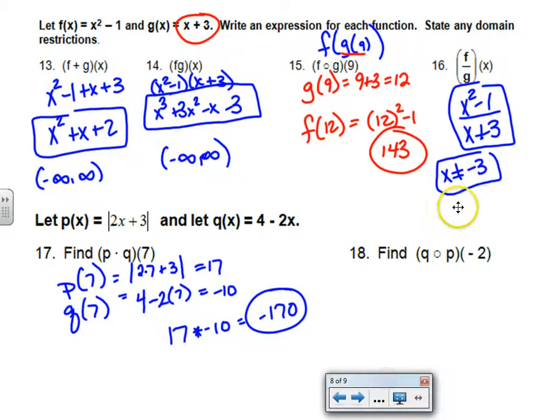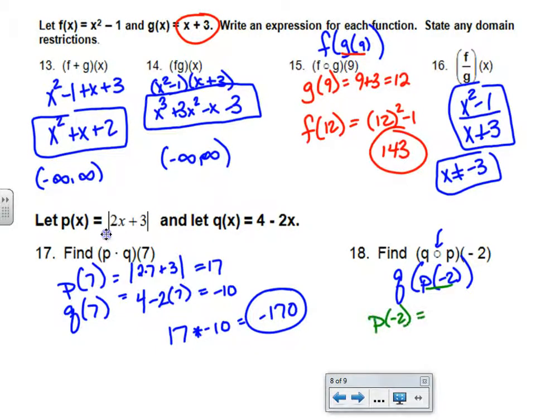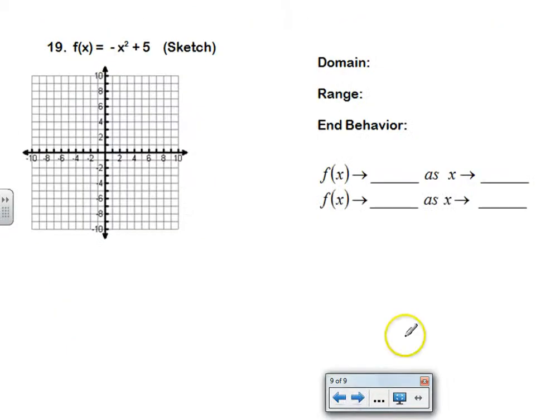Now 18, be careful about the notation. This is the composition symbol, so it's q of p of negative 2. So I start on the inside and find p of negative 2, which is 2 times negative 2, which is negative 4, plus 3 is negative 1, but it's the absolute value of negative 1, so that's a 1. And then I'm going to go back and say evaluate q at that new number 1, which is 4 minus 2 times 1, or 2. I know the composition notation and the operation notation is a little strange.